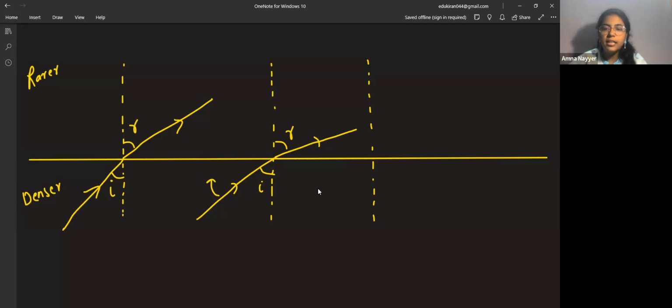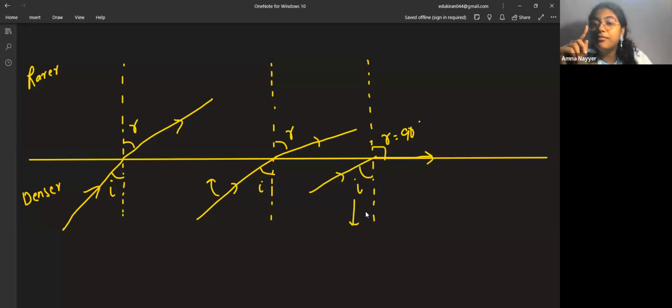If I increase this more, this is the angle of incidence. I have increased this more, and this angle of refraction comes here. That is, this exactly becomes 90 degrees. This is the refracted ray. Now this angle at which the refracted angle becomes 90 degrees, this particular angle, is called the critical angle.